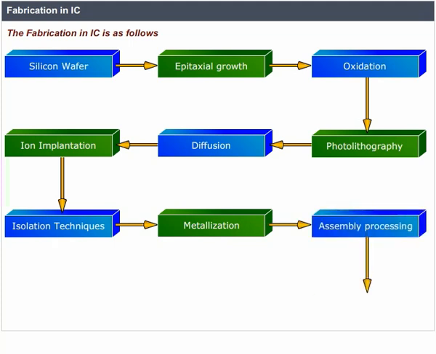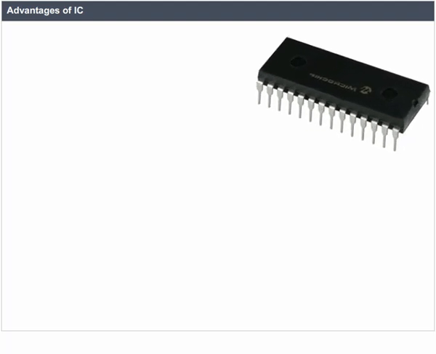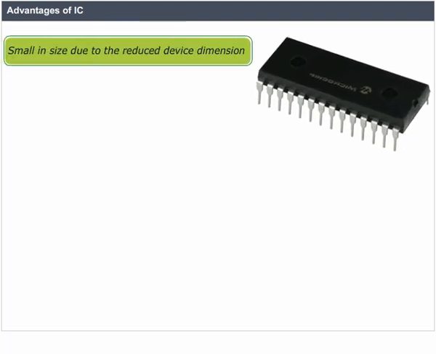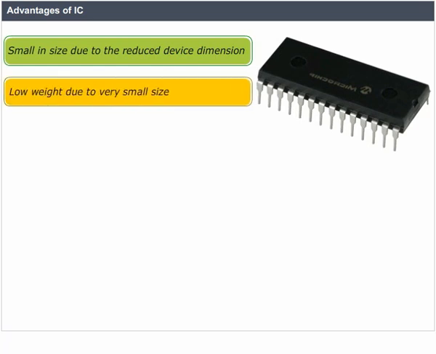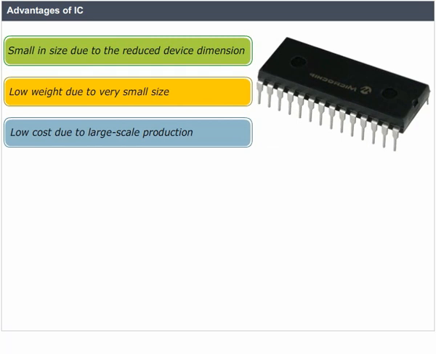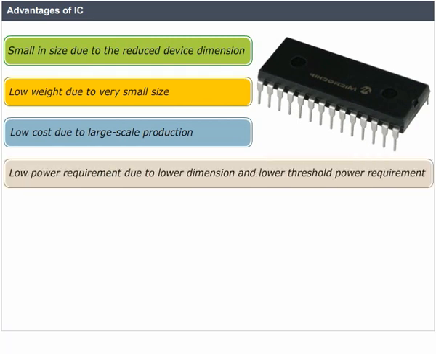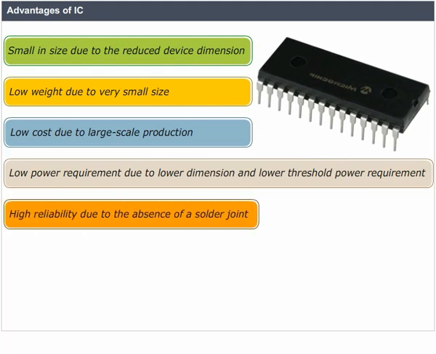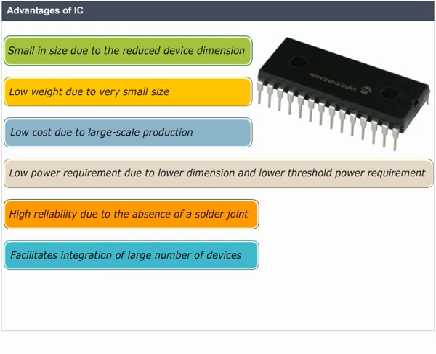Advantages of IC: small in size due to the reduced device dimension, low weight due to very small size, low cost due to large scale production, low power requirement due to lower dimension and lower threshold power requirement, high reliability due to the absence of solder joints, facilitates integration of a large number of devices, and improves the device performance even in the high frequency region.